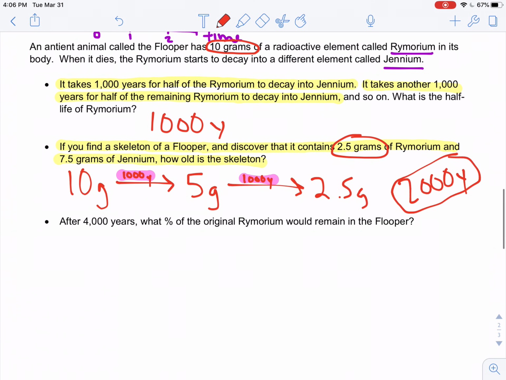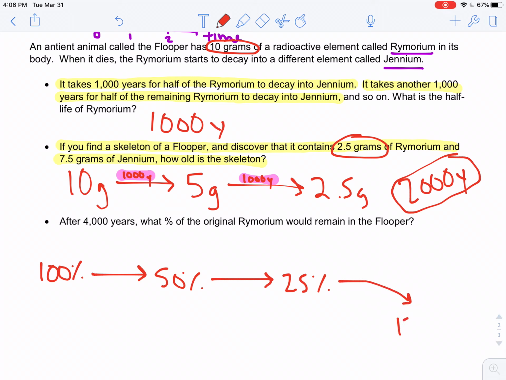After 4,000 years, what percent of the original rhymorium would remain in the flooper? Okay, so at the beginning, when the flooper is alive, it has 100% of its rhymorium. It has all 10 grams. After 1,000 years, it would be down to 50%. After another 1,000 years, it would be down to 25%. After another 1,000 years, it would be down to 12.5%. And then after another 1,000 years, it would be down to 6.25%. Okay, so you can just cut this in half every time.